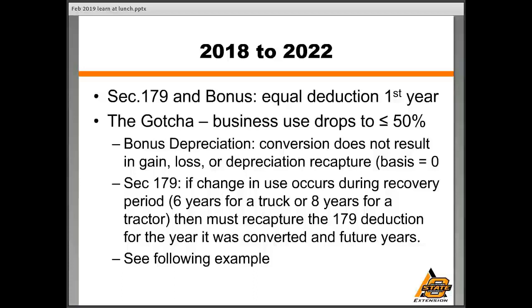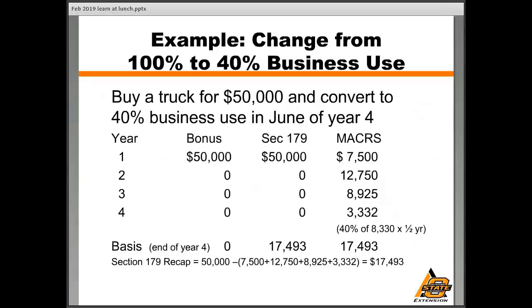From 2018 to 2022, looking at 179 and bonus, they are equal. They are not equal in terms of the benefits and the drawbacks. For example, business use dropping to 50%. Be very careful. There's an example that I've included here of what does occur. So we've got a pickup. In year one, we use bonus on 50,000. On this 50,000, we use 179 on it. If we depreciate it regularly, year one, 7,500.